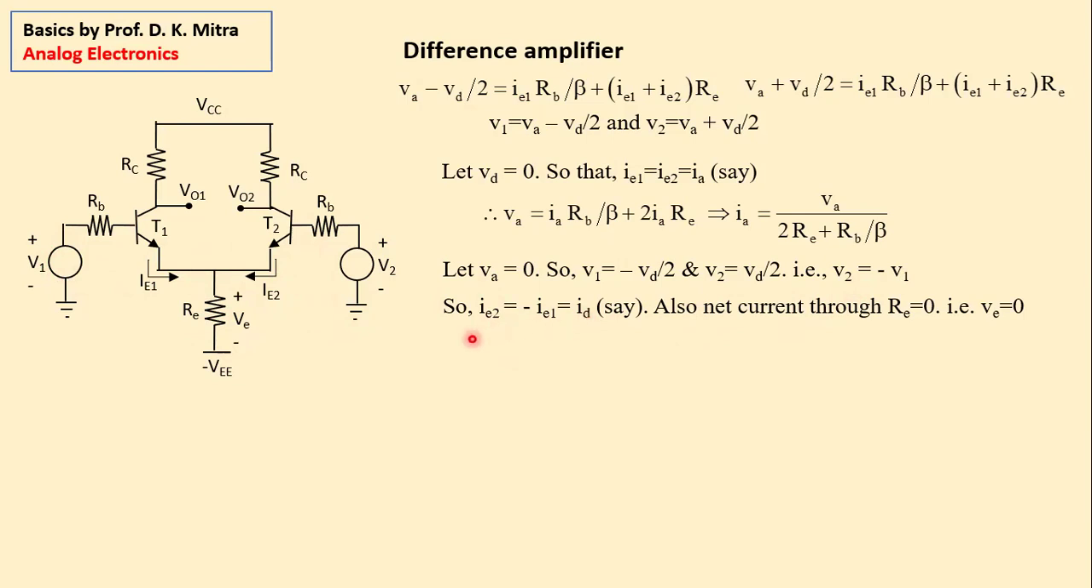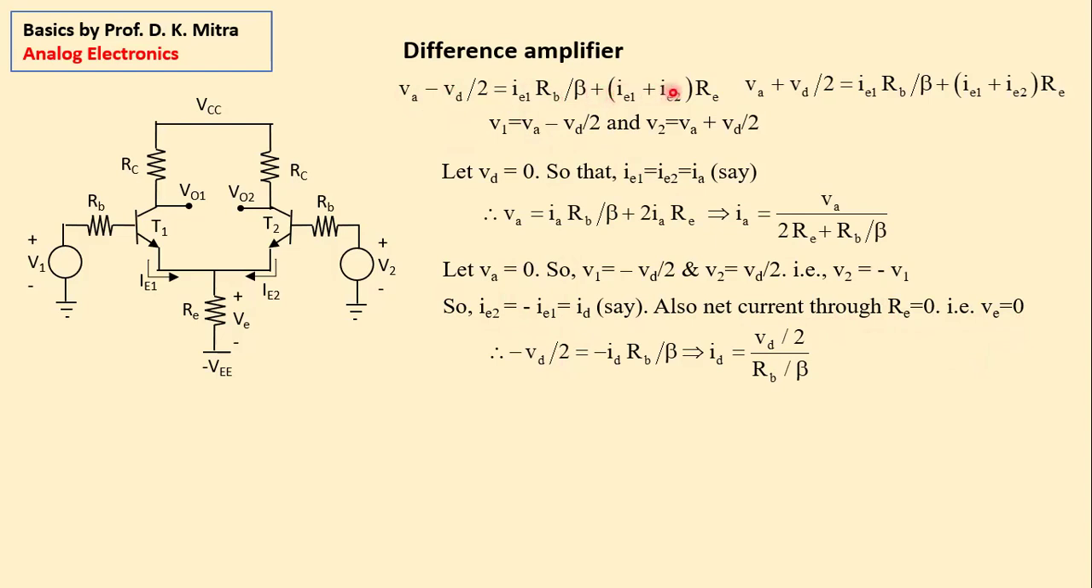Also, what is the value of VE then? The value of VE then is equal to 0, because both currents are flowing in the same direction as per the direction shown here, but one current is opposite to the other current. So the net current through RE is equal to 0, therefore VE is equal to 0. Fine. If that is so, then we go to this equation. VA is equal to 0, so we are left with minus VD by 2.